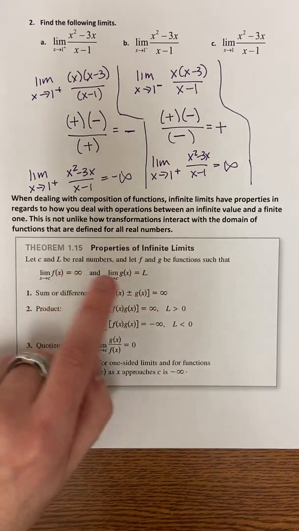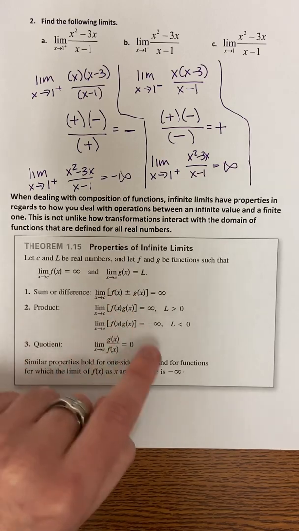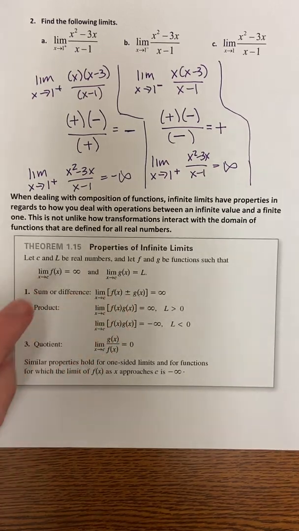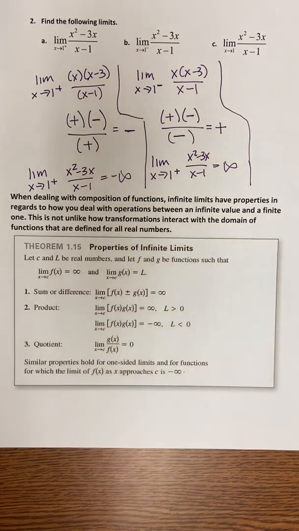But if you take infinity times a number that's negative, instead you will be at negative infinity. And if you divide, a number divided by infinity is still 0. Similarly, infinity divided by a number that's positive would be still infinity. Infinity divided by a number that's negative will be negative infinity.